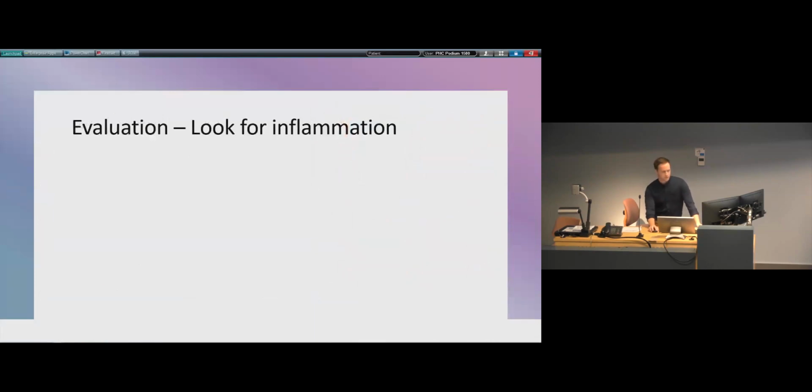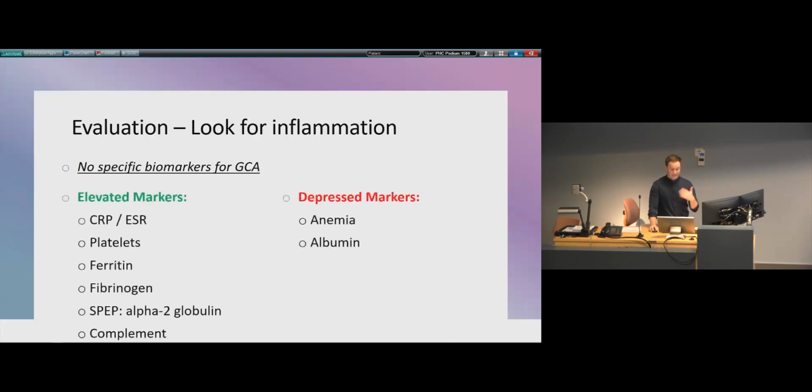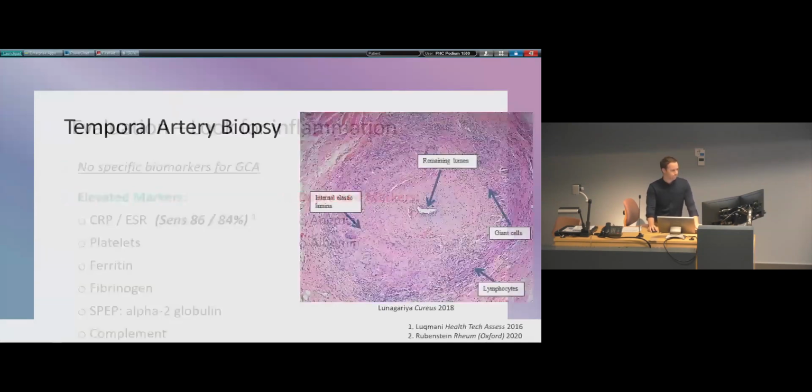Now, how are we evaluating these patients? So there are no specific biomarkers for GCA, so we're looking for inflammation. Positive markers: CRP, ESR, certainly platelets, ferritin, fibrinogen, an inflammatory pattern, SPEP, complement elevation, and things like anemia and hypoalbuminemia. Now, I'll just highlight, much to my chagrin, the sensitivity for ESR and CRP are only about 85. So there are CRP negative patients out there. They are the minority, but we can't get lazy when we see that negative CRP, as we can be surprised.